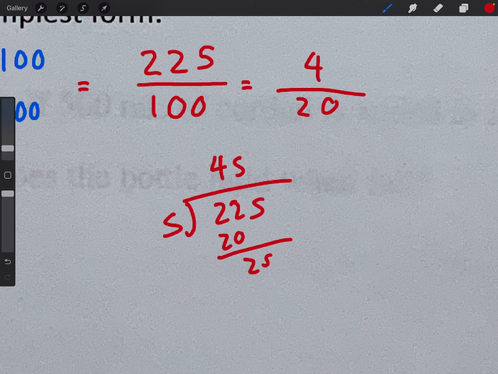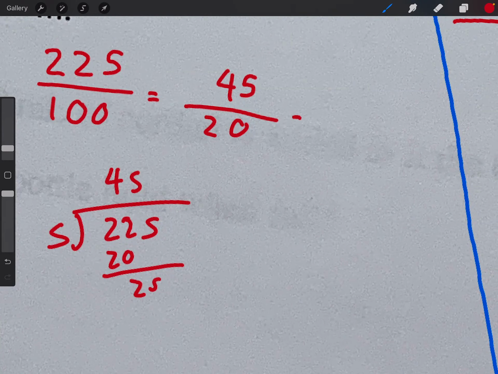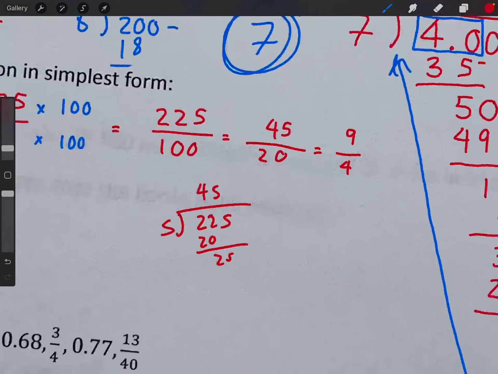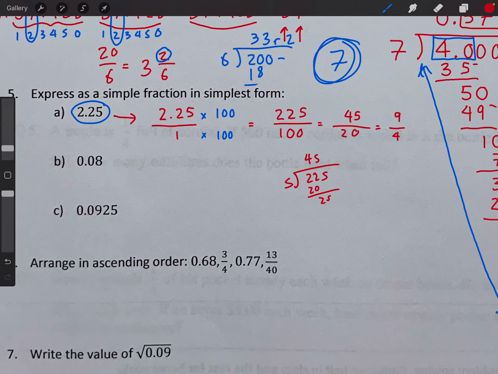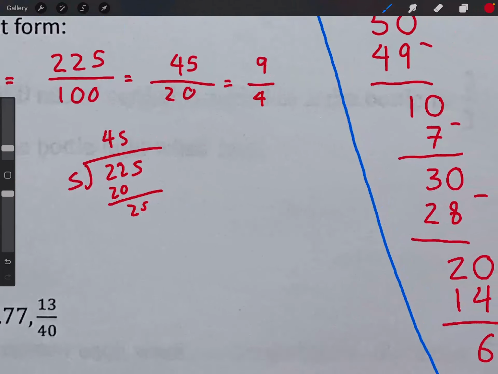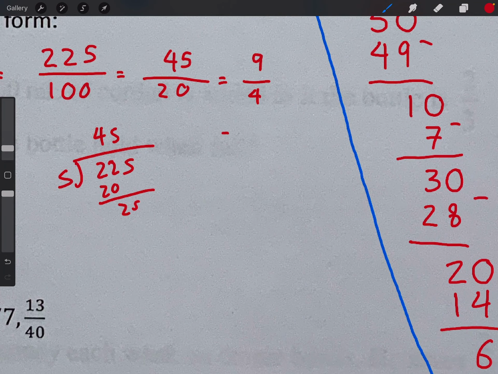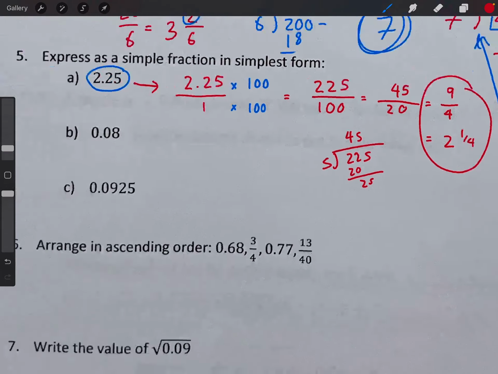Let me just double check. Yes, okay. Then we can divide by 5 again. So 45 divided by 5 gives you 9. 20 divided by 5 will give you 4. So the answer is 9 over 4. That's the simplest form. You can leave the answer like that, or you can change it to a mixed numeral and say how many 4s in 9? That's 2, remainder 1, so 2 and 1 over 4. Any of these answers are acceptable.